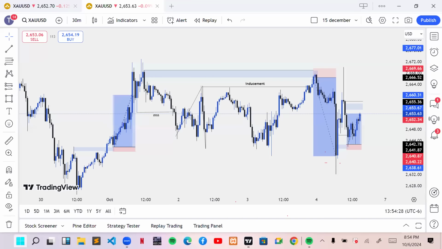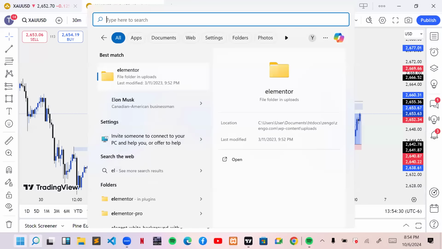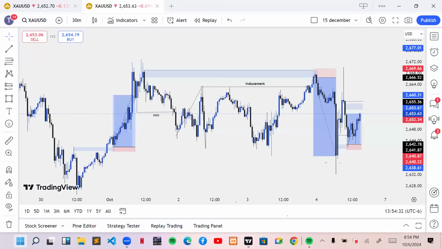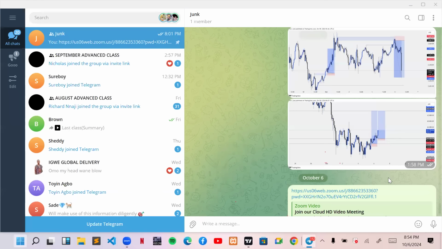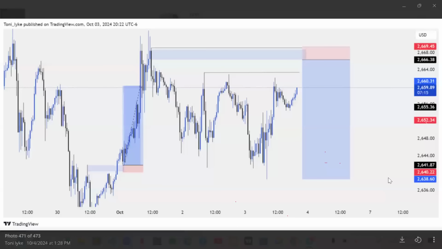So let me see if I can find the chart from when I made this analysis. So this was the trade. Can you see? I saw my market structure shift, I saw my inducement, and I marked my order block. This was before NFP. So even people that gamble on news, you don't have to. This trade was during NFP. Technical analysis can actually tell you the direction of the news.